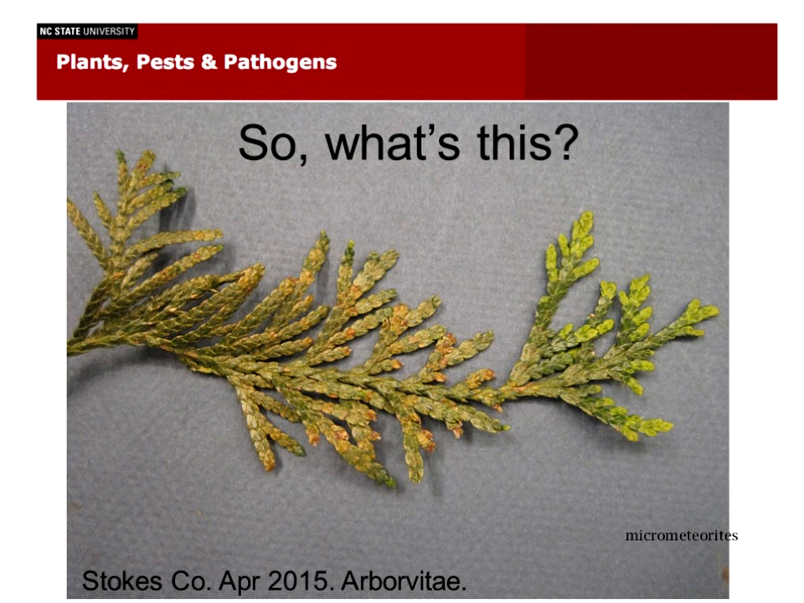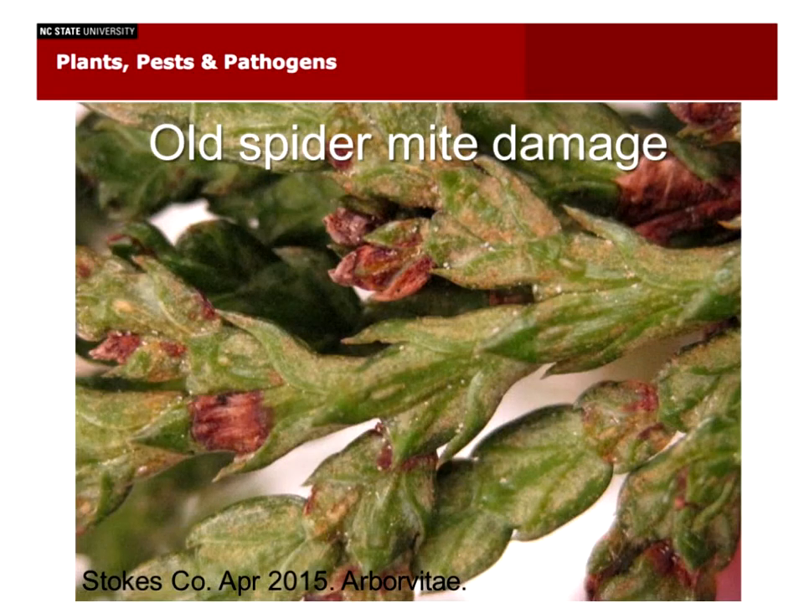I can't rule out micrometeorites 100%, but once you get it under higher magnification, it looks more likely that this is old spider mite damage. Now this would have been, yes, the spruce spider mite. It would have been active in the colder months, and so that's why the new foliage looks okay. Most likely, on conifers, it's going to be spruce spider mite.